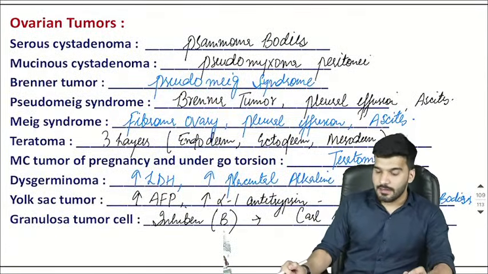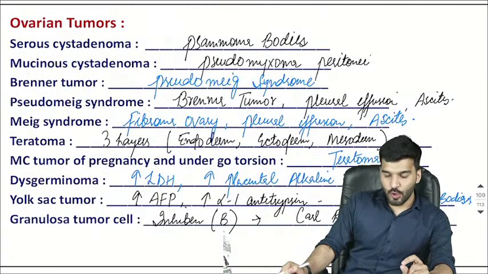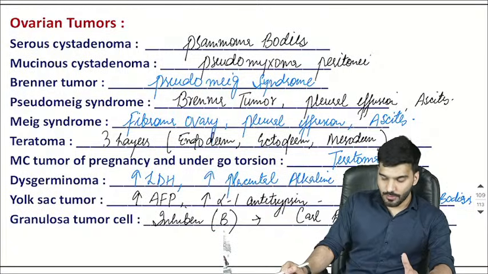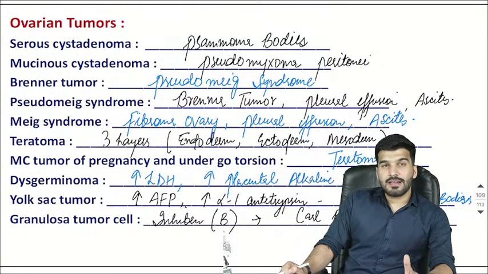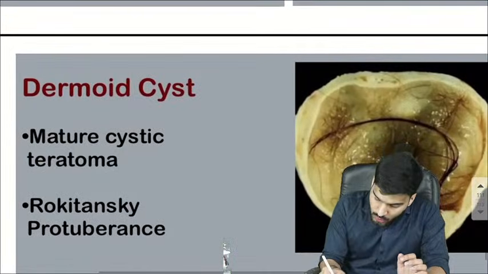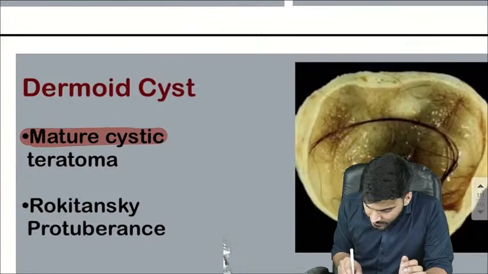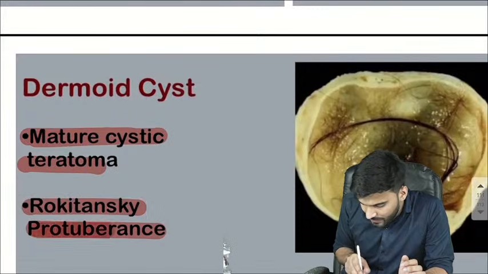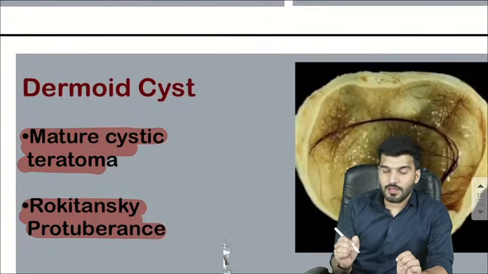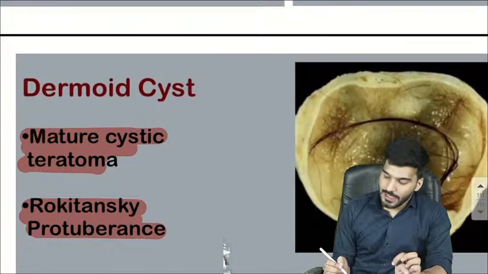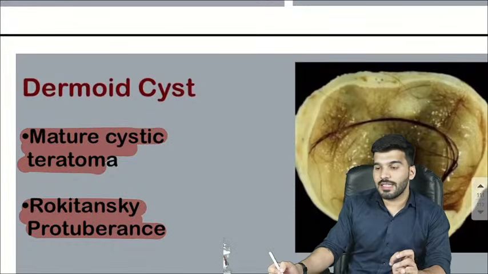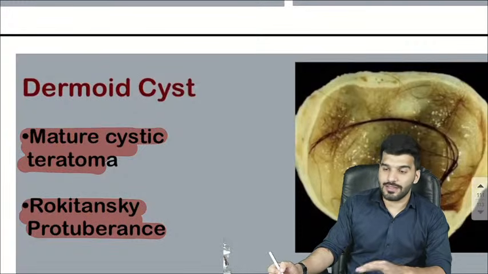So remember: serous cystadenoma, psammoma bodies; mucinous cystadenoma, pseudomyxoma peritonei; Brenner tumor, Meigs syndrome; teratoma, all three layers, most common germ cell tumor. And the picture of teratoma was asked, that it is a mature cystic teratoma, and we have this Rokitansky protuberance on the image. You will see the mature is a dermoid benign cyst, immature is a malignant one, and inside you will see there is hair and teeth like structures, with a dermoid cyst or teratoma.